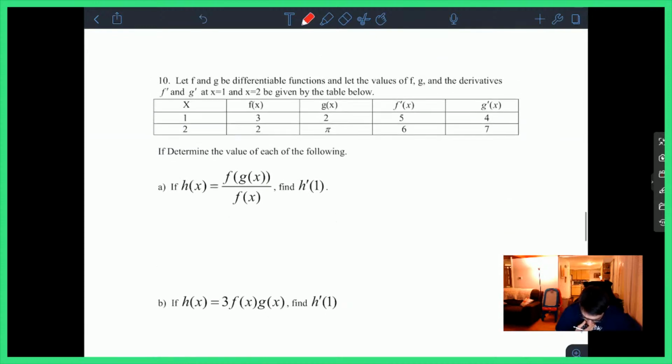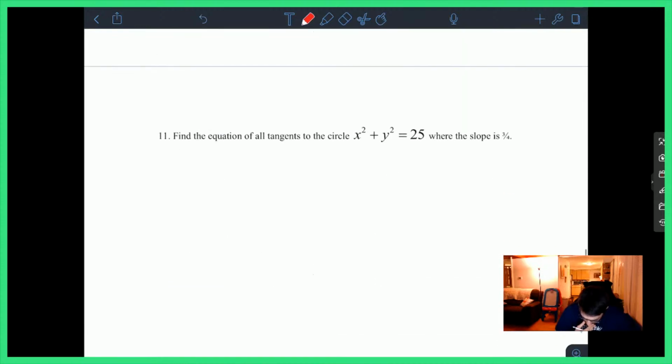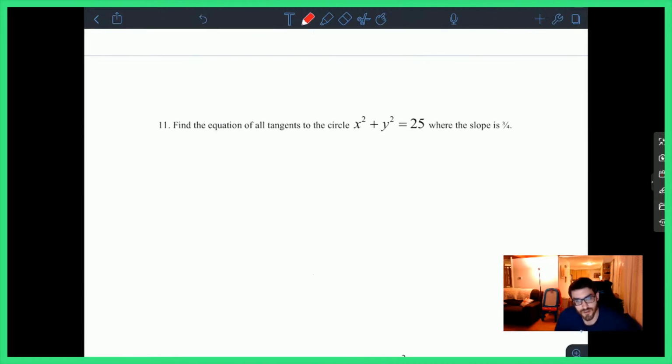Okay, here's 11. Oh, no, that's 10. Here's 11. Find the equation of all tangents to the circle x squared plus y squared is equal to 25, where the slope is 3/4. In order to solve this problem, the first thing you have to do is find the derivative using implicit differentiation. So let's go ahead and start that first.